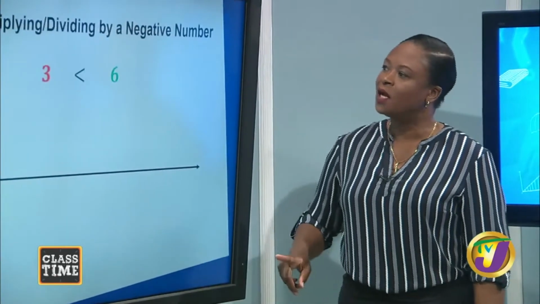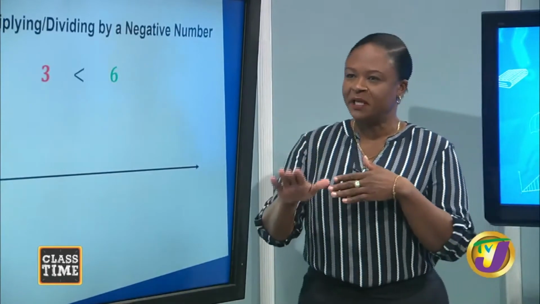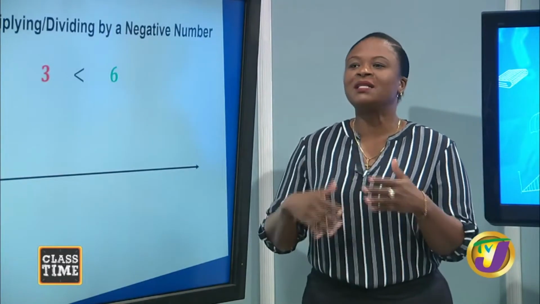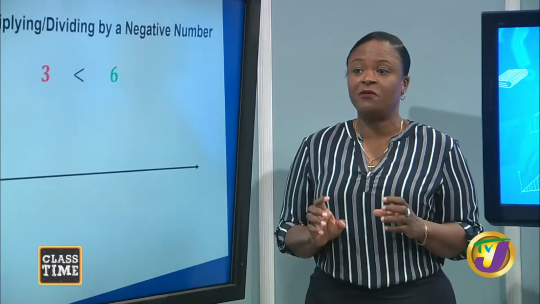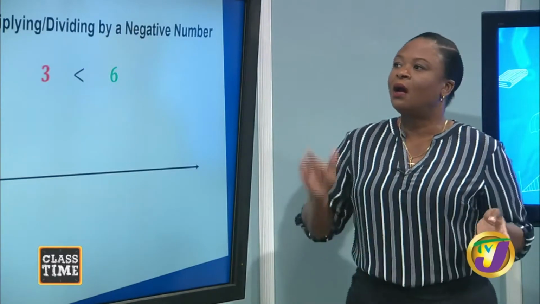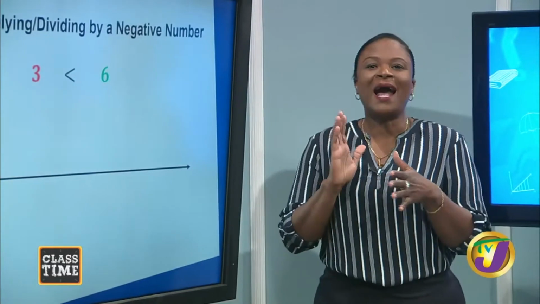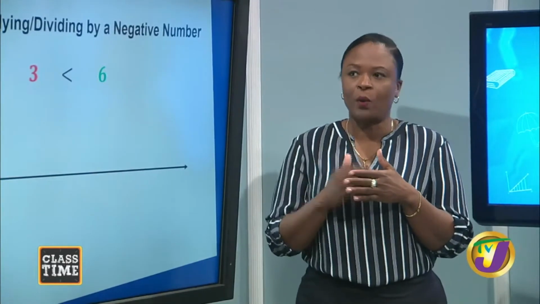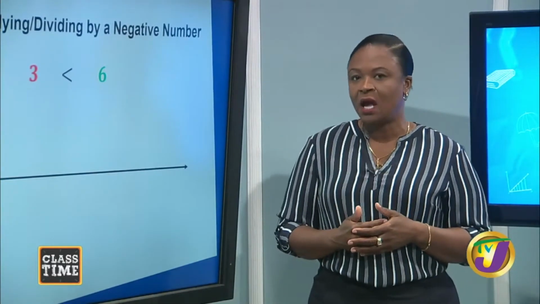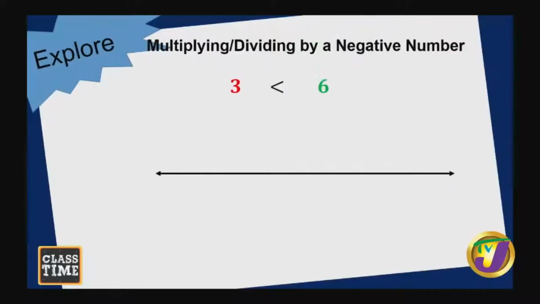So we looked at multiplication just now, but there's a clarification that we need to have before we move any further. We want to explore multiplying and dividing by a negative number when it comes to inequalities. And so we want us to really understand what is happening. Look at what we have.